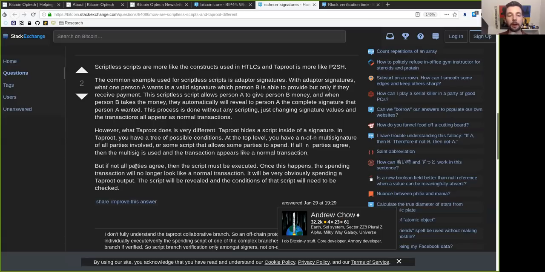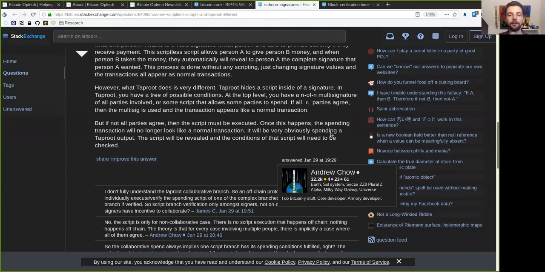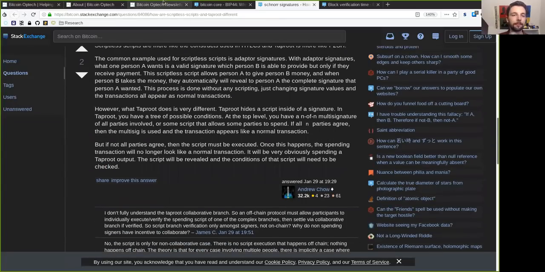But if not all parties agree, then the script must be executed. Once this happens, the spending transaction will no longer look like a normal transaction. It will be very obviously spending a Taproot output. The script will be revealed, and the condition of the script will need to be checked. Thank you very much to Andrew Chow for this very thorough answer.